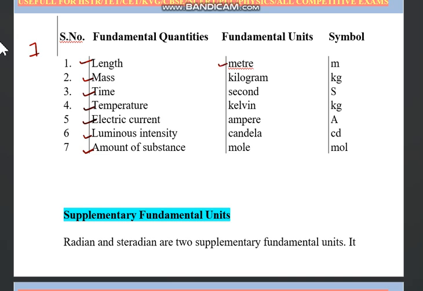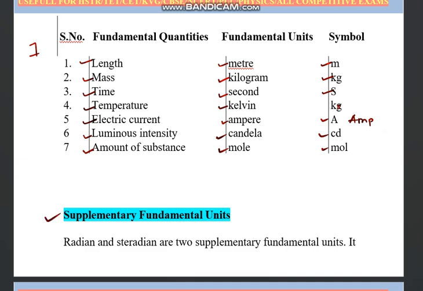The unit of length is meter, and the symbol is written as small m. Unit of mass is kilogram, written as kg. Unit of time is second. Temperature is measured in Kelvin, written as K. Electric current is measured in ampere, written as A. Luminous intensity is measured in candela, written as cd. Amount of substance is measured in mole, written as mol. So these are all about fundamental units.